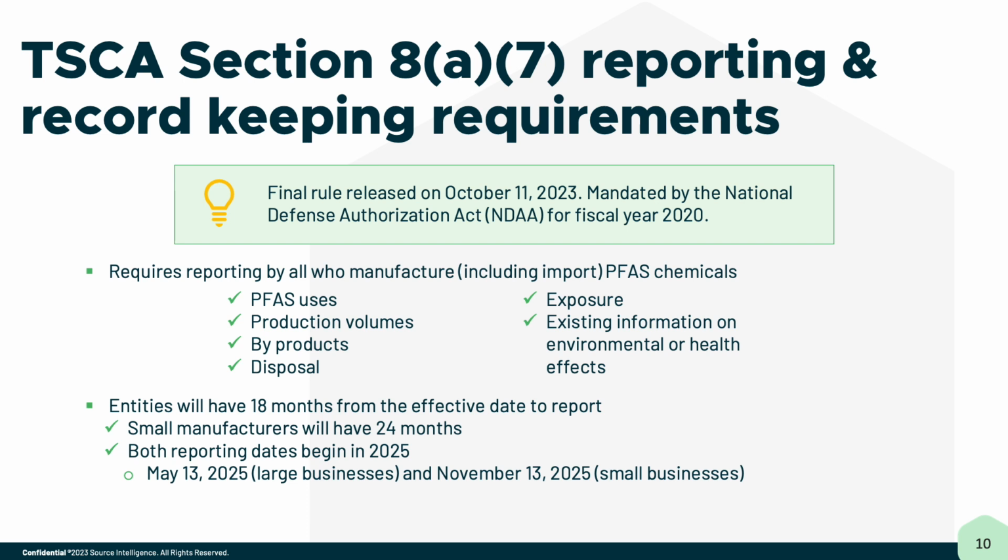Entities will have 10 months from the effective date to report. Small manufacturers will be given 24 months. Both reporting dates are in 2025, with reports being due in May for large businesses and November for small businesses. No small manufacturer exemptions are in effect for this reporting requirement. Small businesses may be required to report under this PFAS rule, even if they are not required to report under TSCA requirements, such as CDR, due to a small manufacturer exemption.